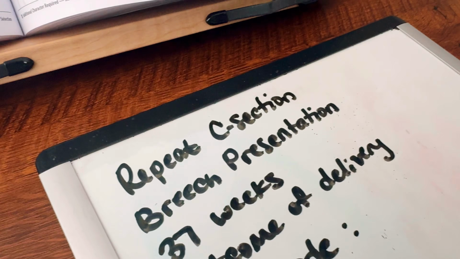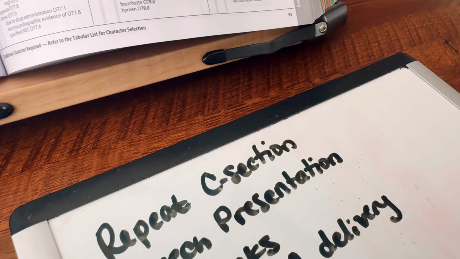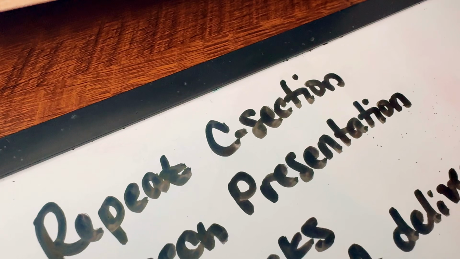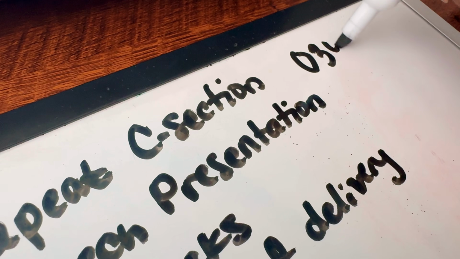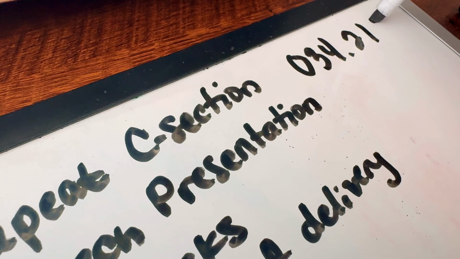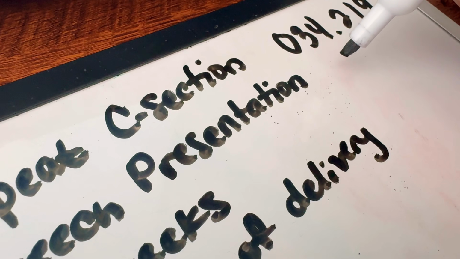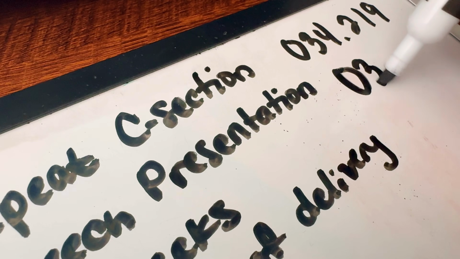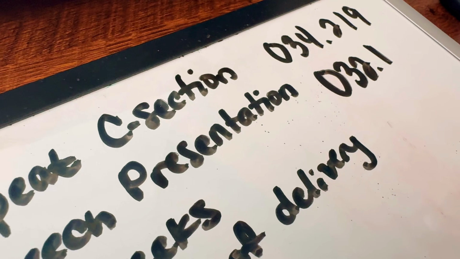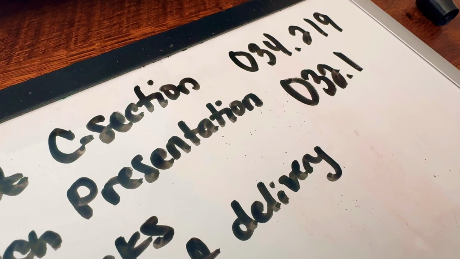We had the repeat C-section, which didn't specify the type of previous C-section. So that is the O34.219. And then for our breech presentation, that is O32.1. And then we're going to jump to the back.